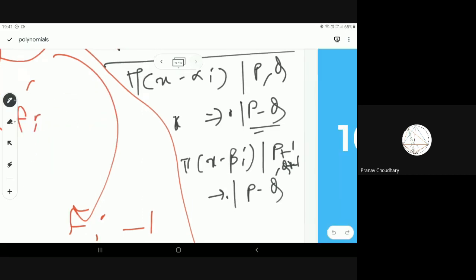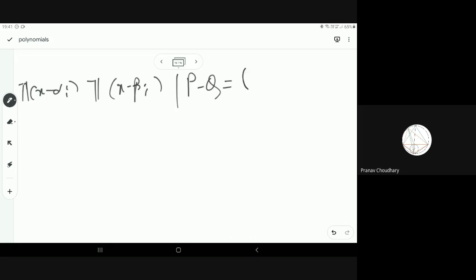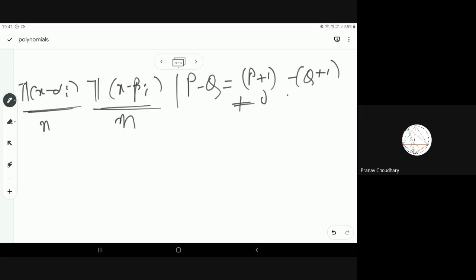Right, okay, let me go to the next page. So you have the product of (x minus alpha i) and the product of (x minus beta i) is a divisor of p minus q and p plus 1 minus q minus 1. Now, if this polynomial is not 0, then what happens? This has n factors, this has m factors. So the degree of this thing is m plus n, right?